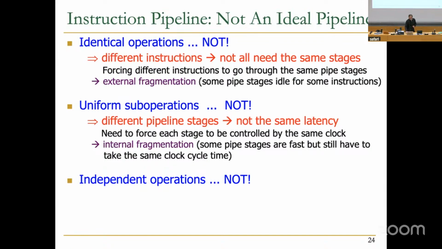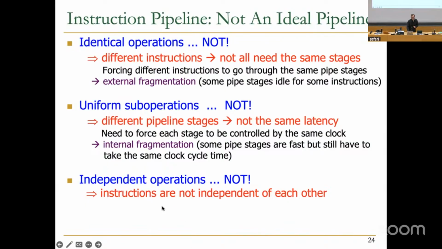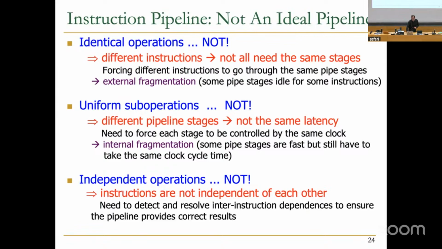Okay, and now let's get to the independent operations part, which will essentially consume quite a bit of our time in this lecture and the next lecture and the next lecture as well. Essentially, a huge problem is instructions are not independent of each other, right? This is not like the laundry loads. Laundry loads are independent of each other. There's no dependence between my laundry and your laundry, or my different laundries. I can mix and match also, right?